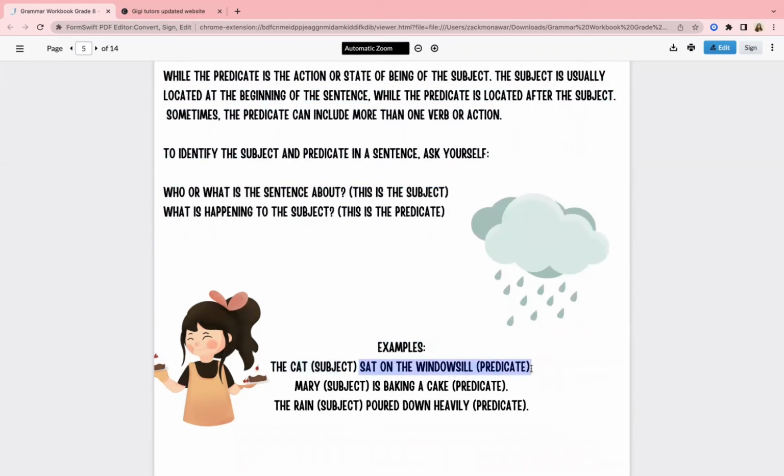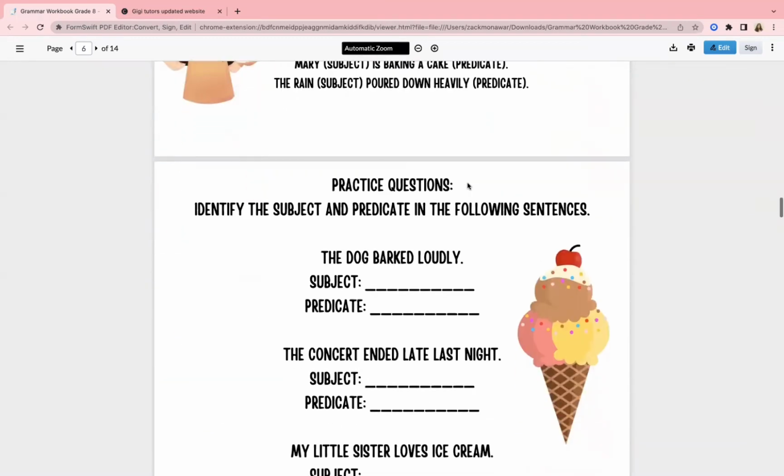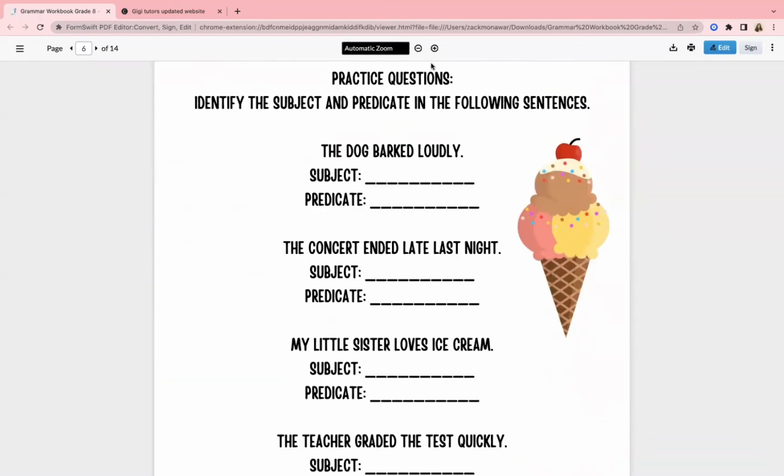So let's ask ourselves the questions again. Who or what is the sentence talking about? The cat, that is our subject. And what is happening to the subject? They're sitting on the window. That's our predicate over here. And we should have 2 parts of our sentence usually. So for the second one, Mary is baking a cake. The rain poured down heavily. We have 2 parts of a sentence, the subject and the predicate. Okay, so now we know about that.